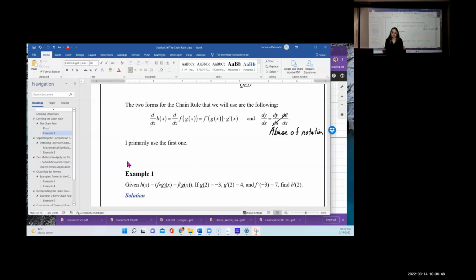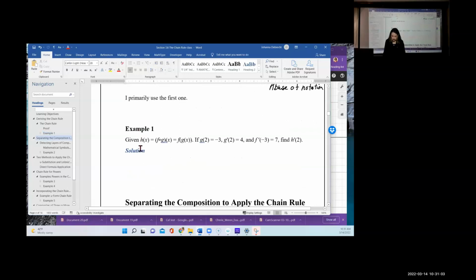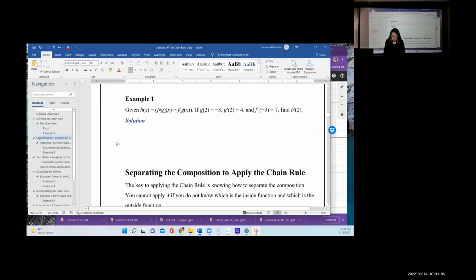But why did Leibniz write it that way? Because it works, all right? So you can abuse the notation and treat it like a fraction, and it works. I'll show you how this works out as we go through them. So let's take a look now at example 1.